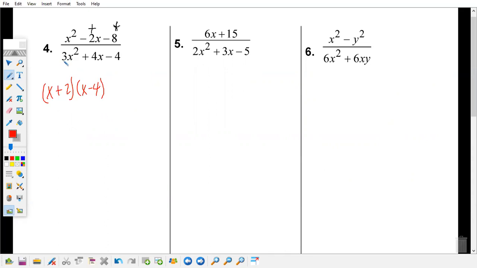Okay. This one is not a simple trinomial. So again, we have to use X box or grouping. If you're a grouper, group. If you're an X boxer, X. X box is great for visual learners. All right, so 3 times negative 4 is negative 12. And our b is 4. So what multiplies to give me negative 12, but adds to give me 4? What two numbers?